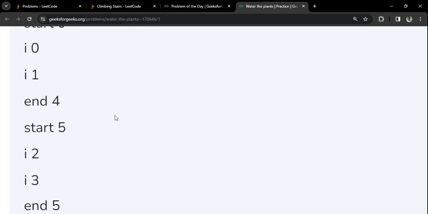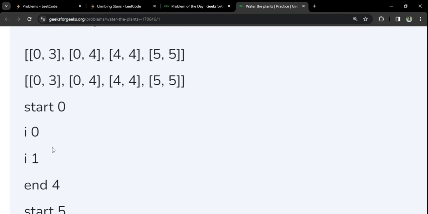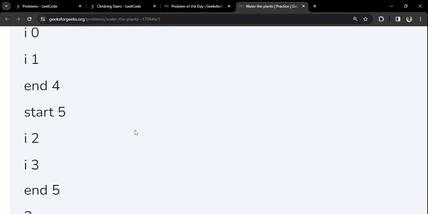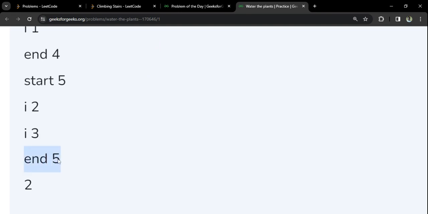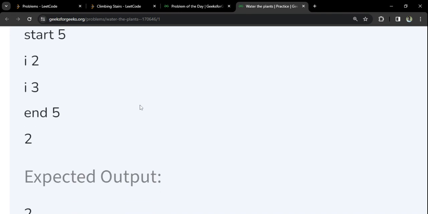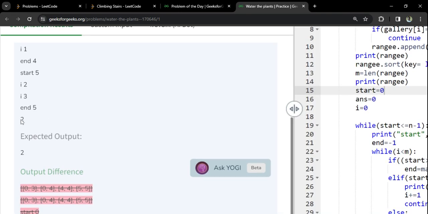Okay, go next. I will go to I equal to 3. Is 5 in this range? Yeah, 5 is in this range. So I'm done, and I will end it. The end of it will be the end of this. As simple as that. We'll stop now, and this is going to be our final answer.